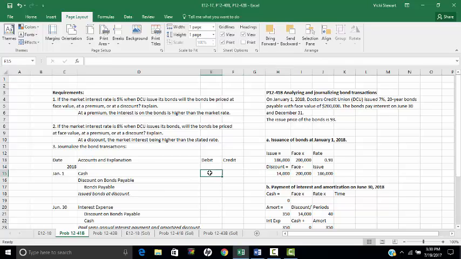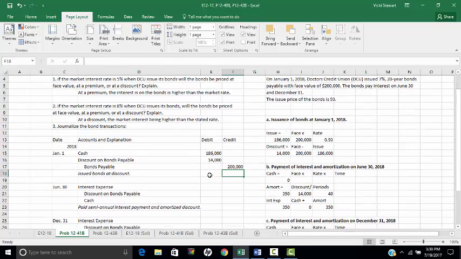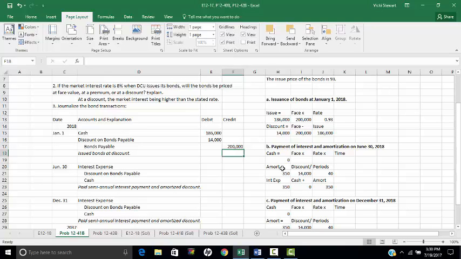So to record the entry, we would debit cash for $186,000, discount on bonds for $14,000, and then we would credit bonds payable for the face amount of $200,000. On June 30th, it is time to pay the first interest payment and amortization of the bond discount.